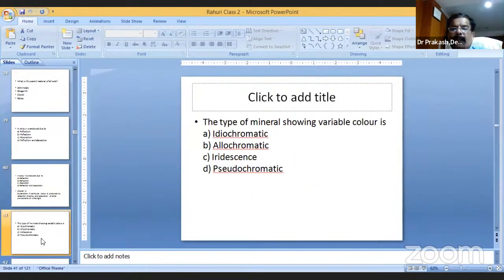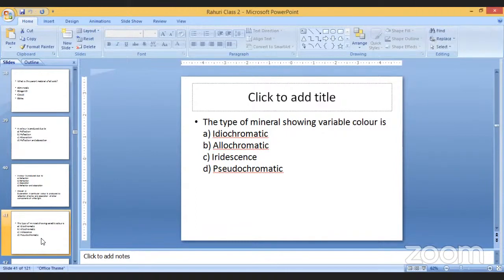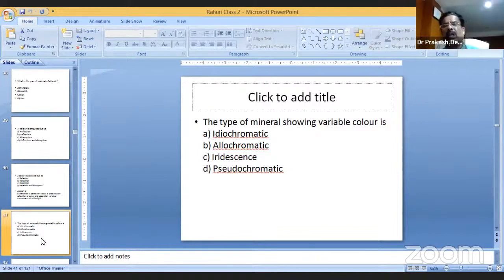The type of mineral showing variable color is idiochromatic, allochromatic, iridescent, or pseudochromatic. Allochromatic. Allochroma means color, allo means many, is the meaning. Idio means single, chroma means color. Pseudo means false color.